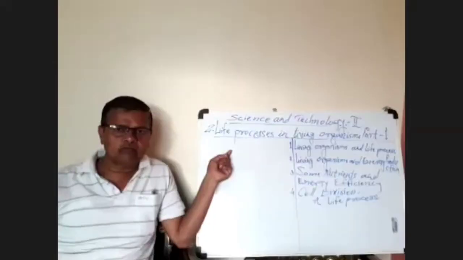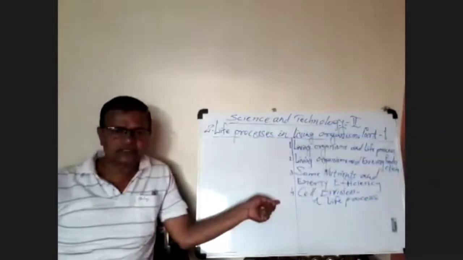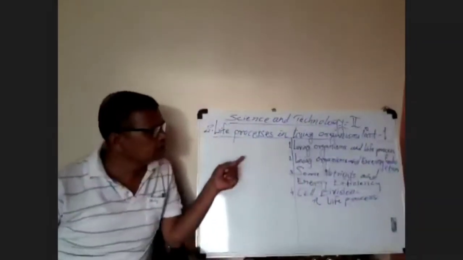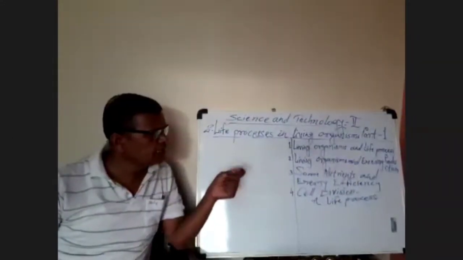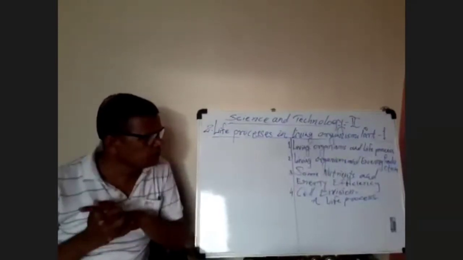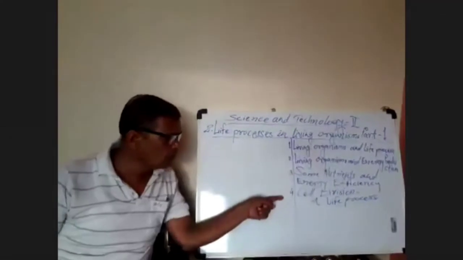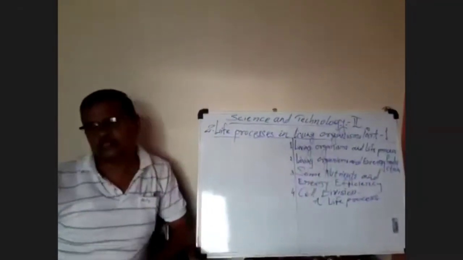Okay. Now, there are four topics. This chapter is divided in four topics. First topic is living organism and life process. Second topic is living organism and energy production. Third topic, some nutrients and energy efficiency. Fourth topic is cell division or life process.